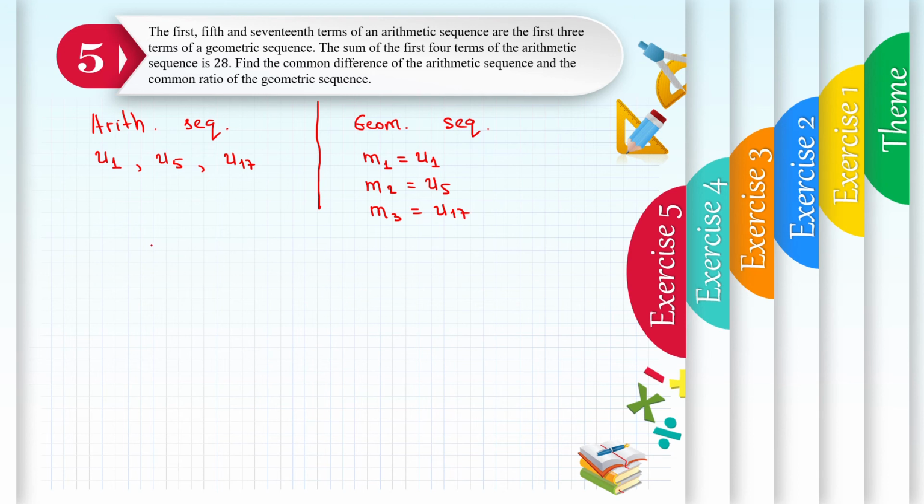What do we also know? We know that the sum of the first four terms of the arithmetic sequence, so u sub 1 plus u sub 2 plus u sub 3 plus u sub 4, is equal to 28. And we have to find the common difference and the common ratio of these sequences. So, let's denote the first term of the arithmetic sequence to be equal to x, and let d be the common difference.